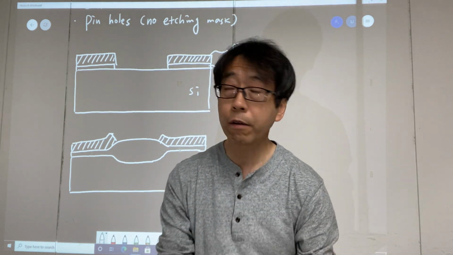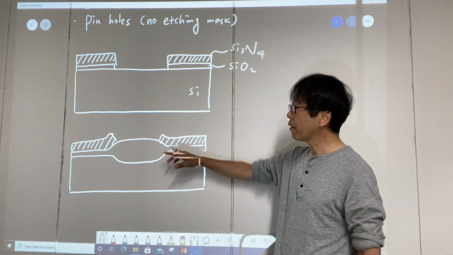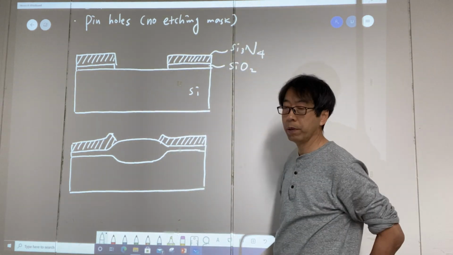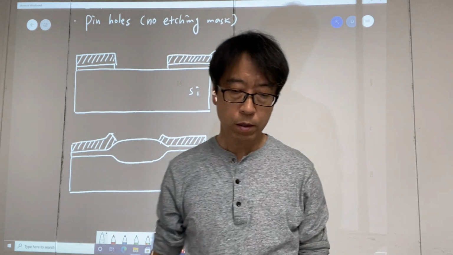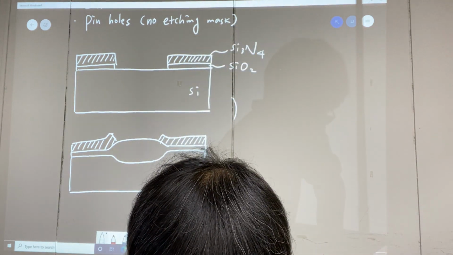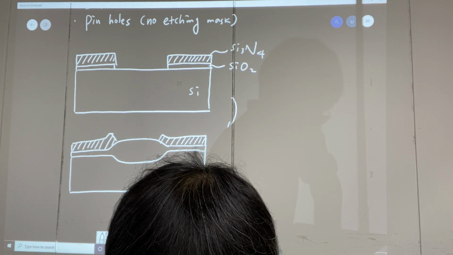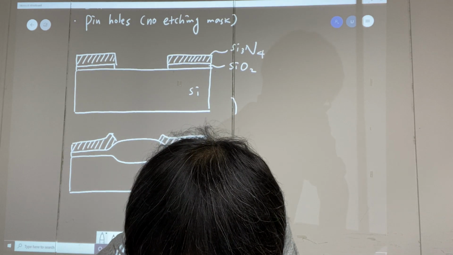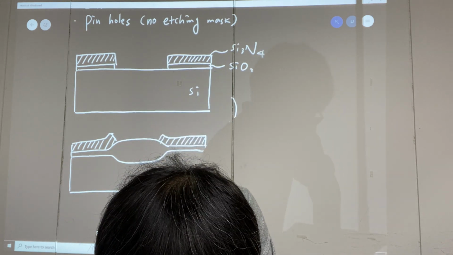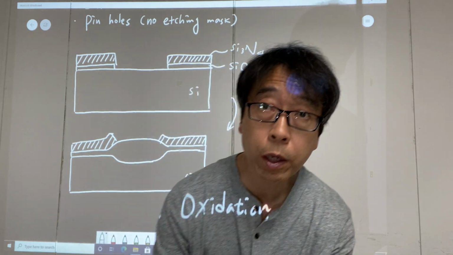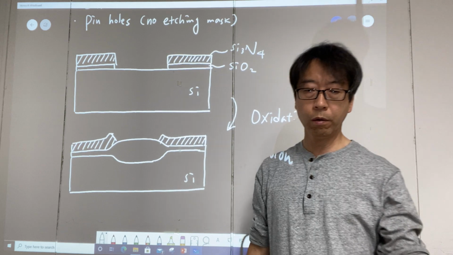You know what I'm saying, right? So this specific area will grow by the oxidation. So this process is oxidation. Look, we used the silicon nitride as the oxidation mask. Okay? All right.